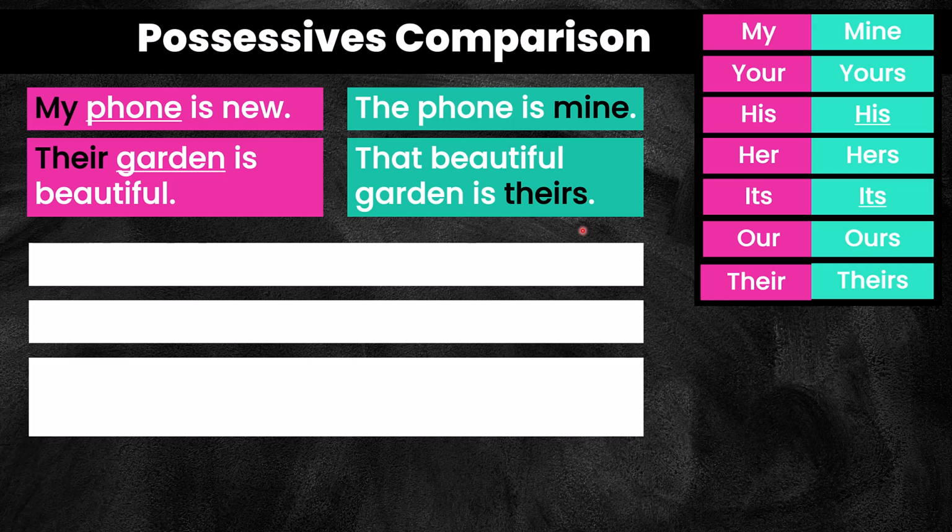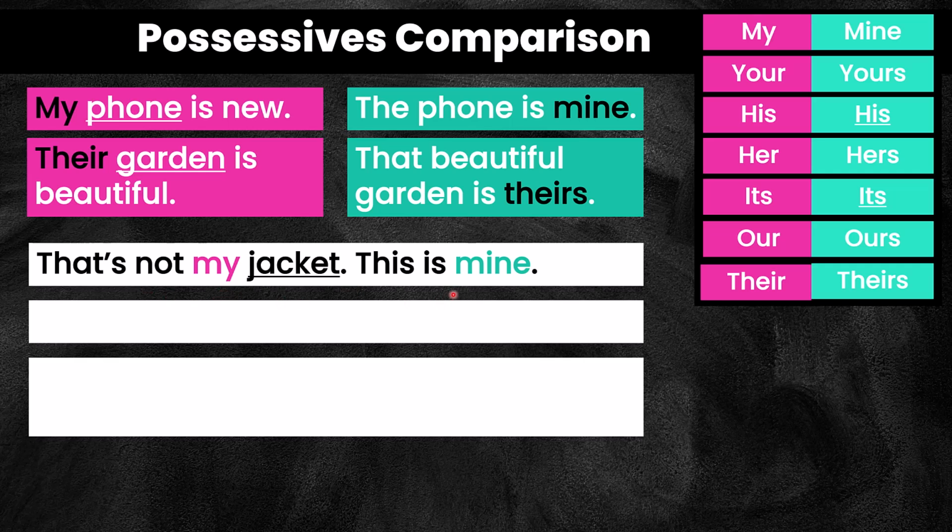Now let's look at some more natural examples when you might use possessive adjectives along with possessive pronouns. That's not my jacket, this is mine. You can see in this second sentence that we don't have jacket. It is implied with the pronoun mine. Mine replaces jacket. That's not my jacket, this is my jacket. But using mine is a faster way to say my jacket.